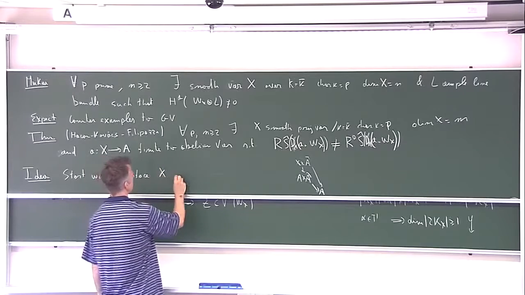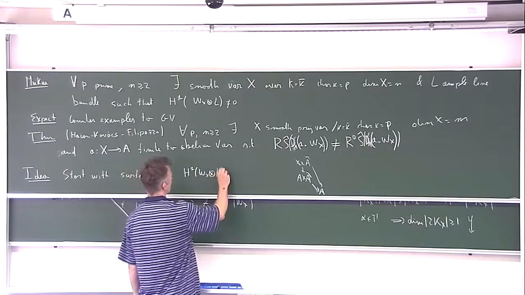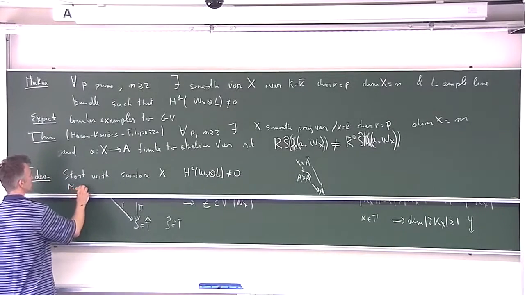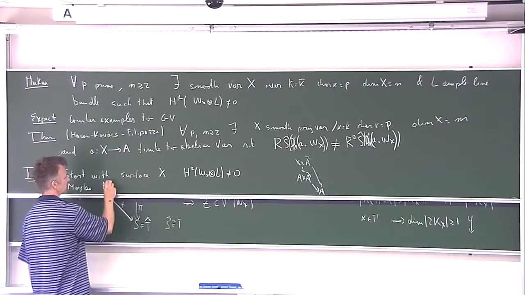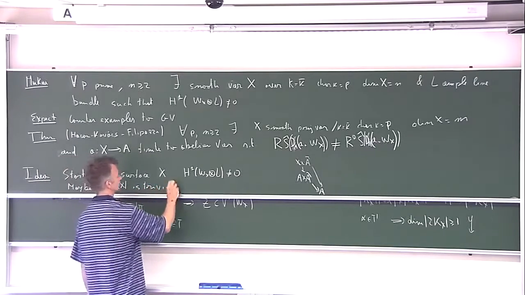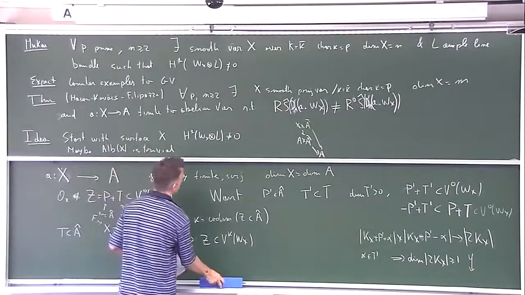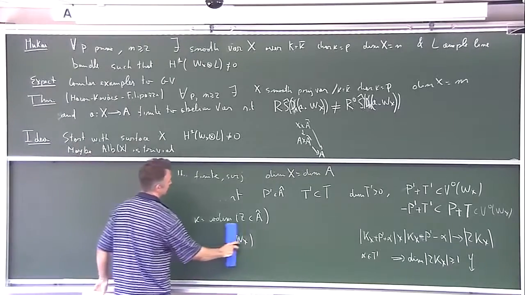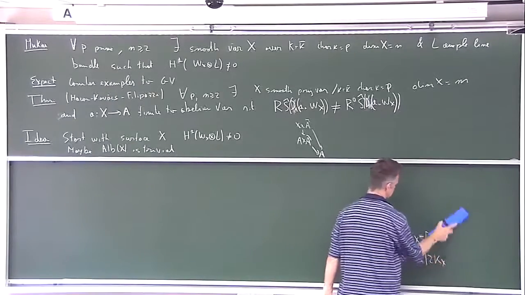So X, and an ample line bundle such that H1 of omega X tensor L is not 0. And you immediately have a problem: maybe the Albanese variety of X is trivial, and so there is no interesting question about generic vanishing to worry about. Okay, so what we want to do is take an example with trivial Albanese variety, and modify it to have non-trivial Albanese variety.